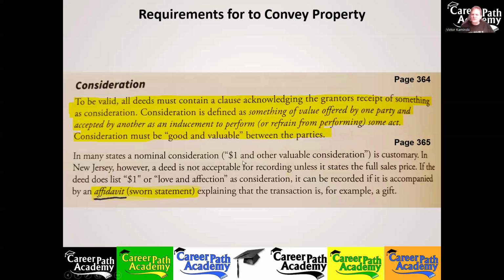So in many states, a nominal consideration of $1 or other valuable considerations is customary. In New Jersey, however, a deed is not acceptable for recording in the public records unless it states the full sales price. Now, sometimes you may see in those public records a deed listed with $1 as the sale price. Well, that could have been that the owner just refinanced the property and then they put it down as $1 because there was no actual sale. Or there was a gift and it was accompanied by that affidavit, but it also just says $1 there. So what is an affidavit? It's a sworn statement.